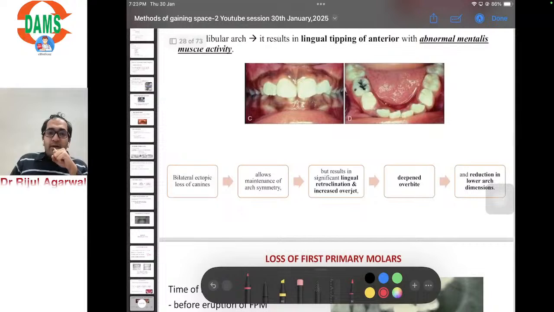In bilateral ectopic loss of canines, it allows maintenance of arch symmetry but results in significant lingual retrusion, increased overjet, deepening of the overbite as well, and reduction in lower arch dimension. So in this case, we need to go for maintenance of space for the erupting permanent canine.